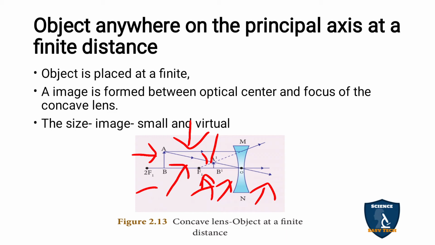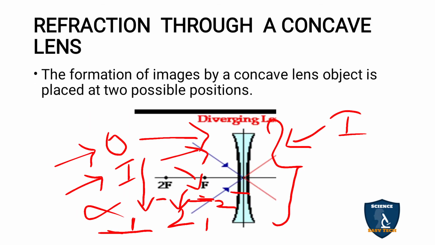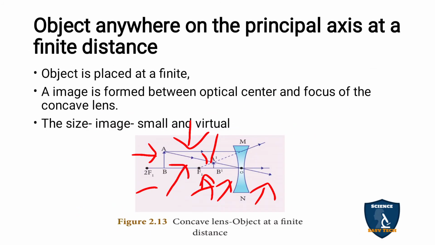So you can see the image formation, we are keeping the object here in the second position and the image is formed in the second position in between the focus and the optic center. So in between the principal focus and the optic center, you are getting the image. You can see the dotted lines here where the image is formed.